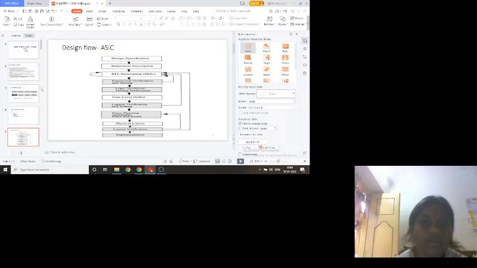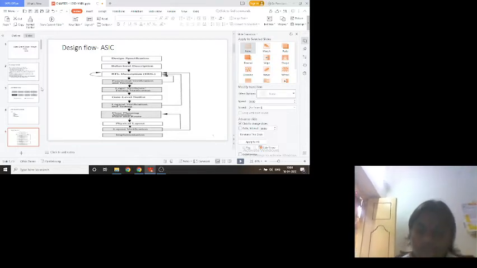So here the design flow of an ASIC is divided into various blocks, right from the fundamental digital design specs to implementation.